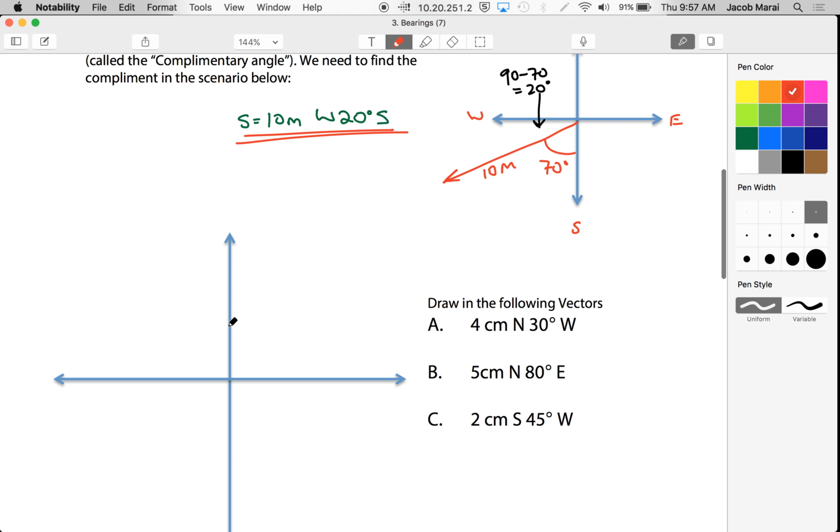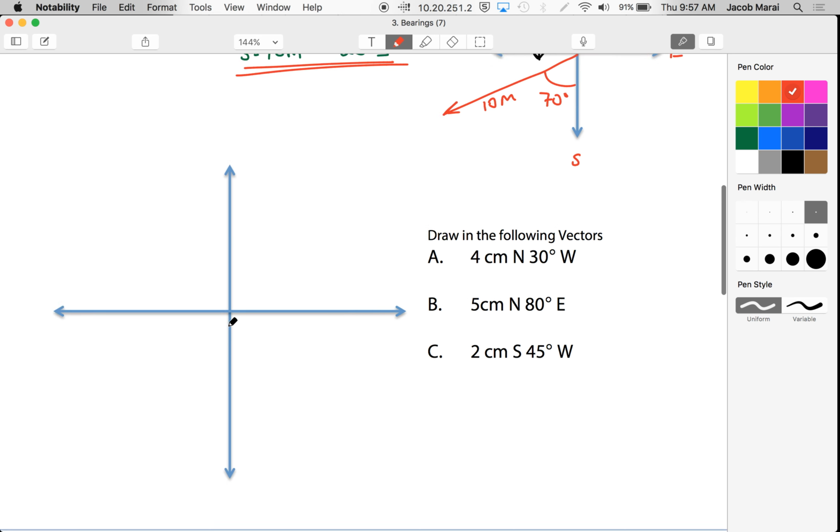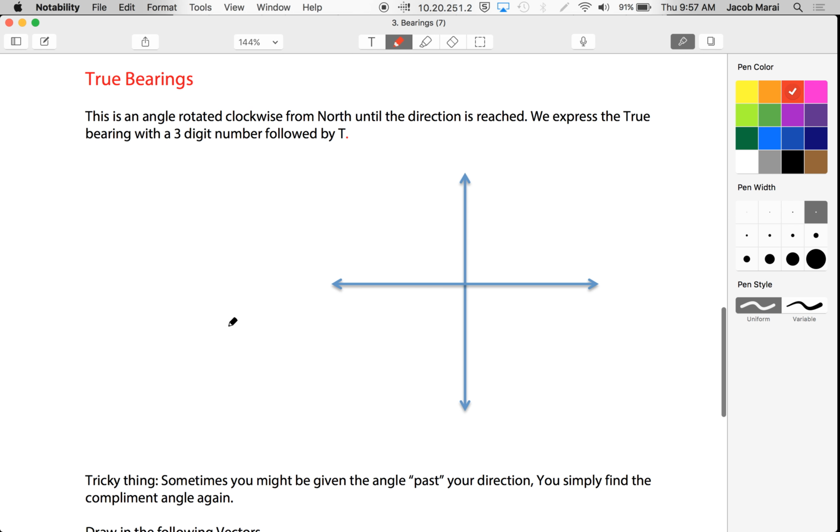There are some vectors, and in just a moment you're going to draw them. They're going to be very, very simple. But could we please turn the page? And let's look at the other type of bearing.